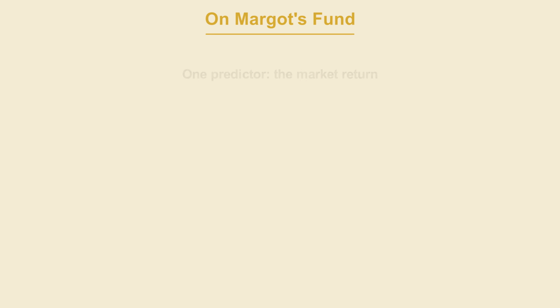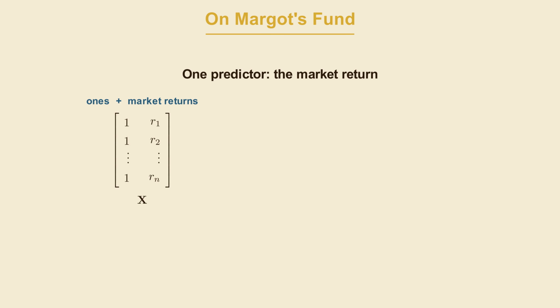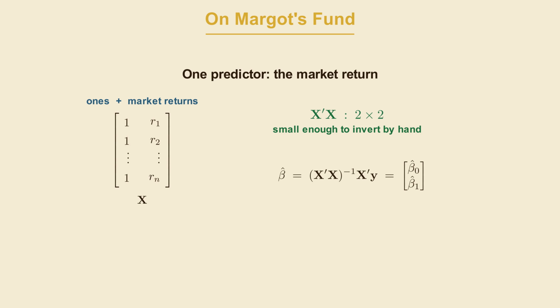Now let's see it on Margot's fund. We have one explanatory variable, which is the market return, plus the intercept. So the design matrix X has 2 columns, the column of ones for the intercept and a column of the market returns for each month. With one explanatory variable, X transpose X comes out as a 2 by 2 matrix, which is the size we know how to invert by hand. We run the formula and get beta hat equals (X transpose X) inverse times X transpose y, and it hands back 2 numbers. It gives us the intercept and the slope on the market.